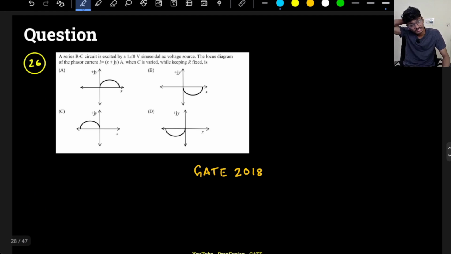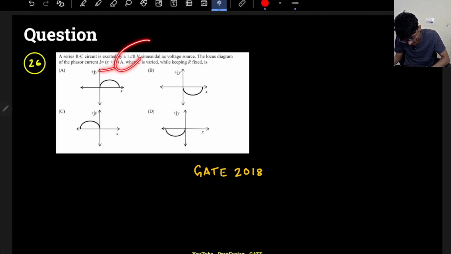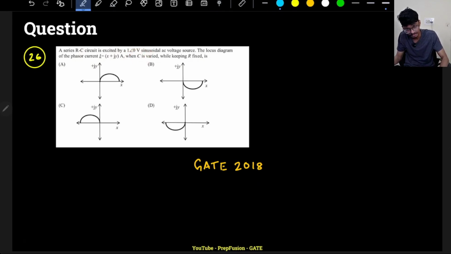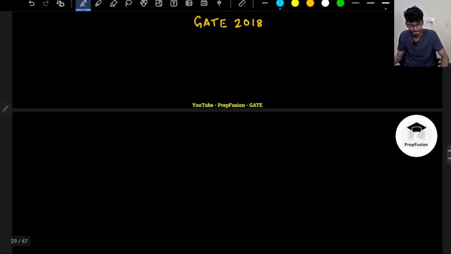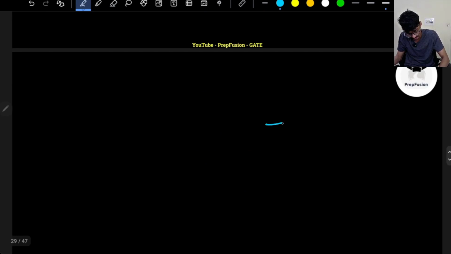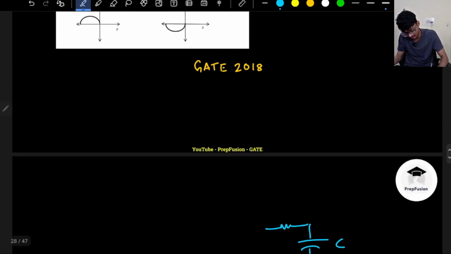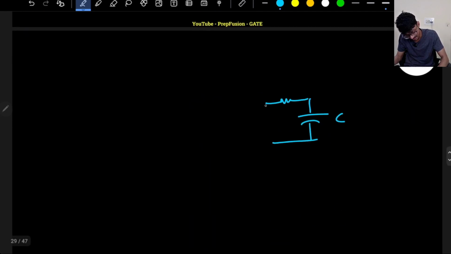This is the first question, where I have a series RC circuit that is excited with a 1 volt AC source. The locus diagram of the phasor current I will be what, as C is varied? So I have a series RC circuit, and it is connected to a sinusoidal source of 1 angle 0.